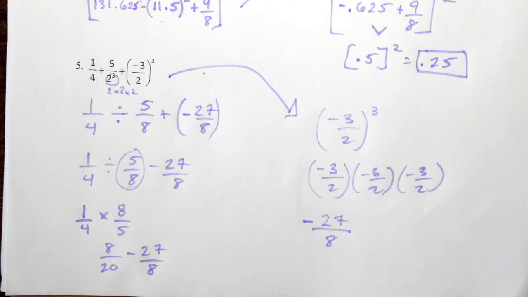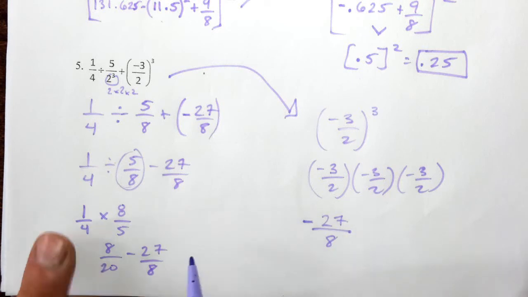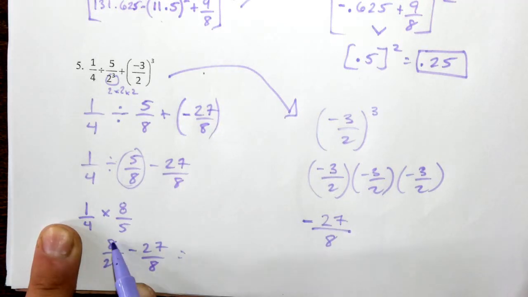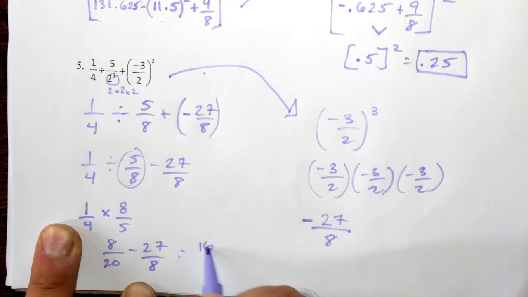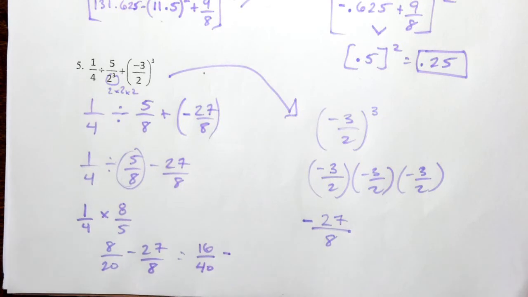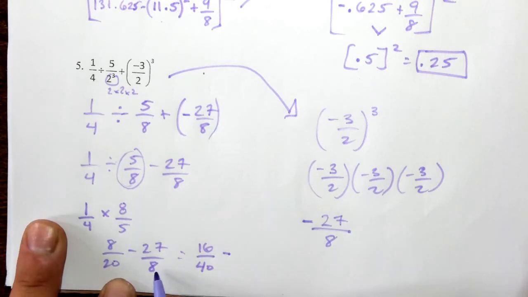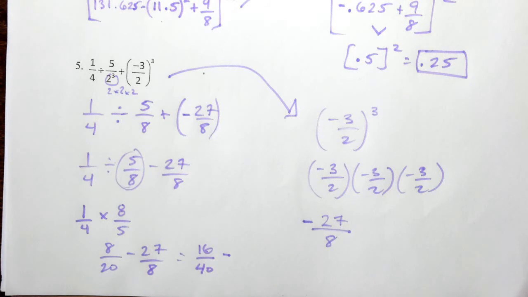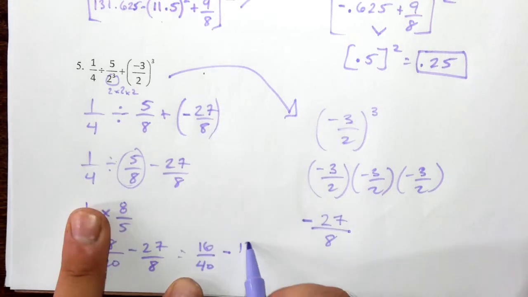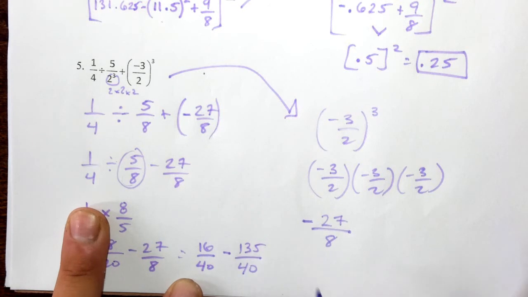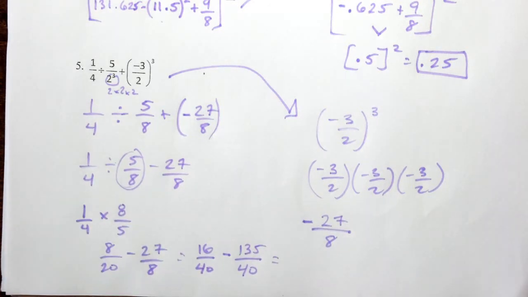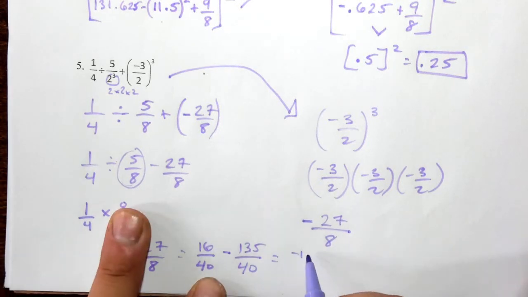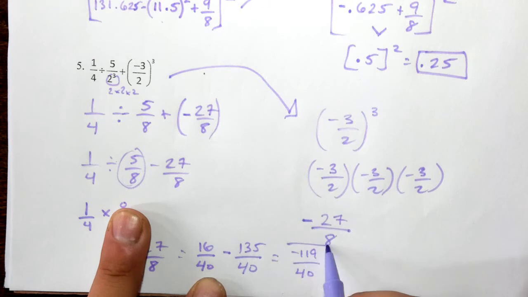Now from here, you can do a common denominator, which, you know what, I'm going to do the common denominator. Why not? Let's just do that. The common denominator here between these two would be 40. Okay, so to get to 40, I'll multiply both of these by 2. This will be 16 over 40 minus. Now to get this denominator to 40, I'll multiply the top and bottom by 5. And this will be 135 over 40. And then your final answer will be, let's see, 16 minus 135 is negative 119 over 40.